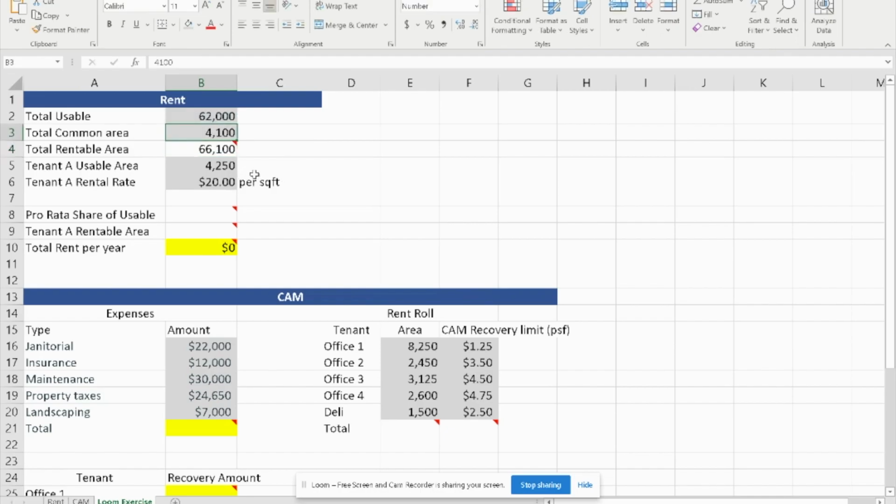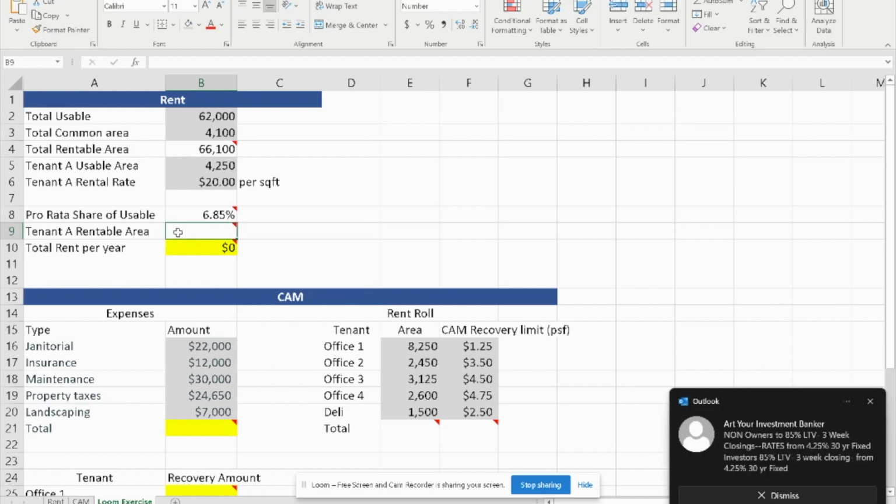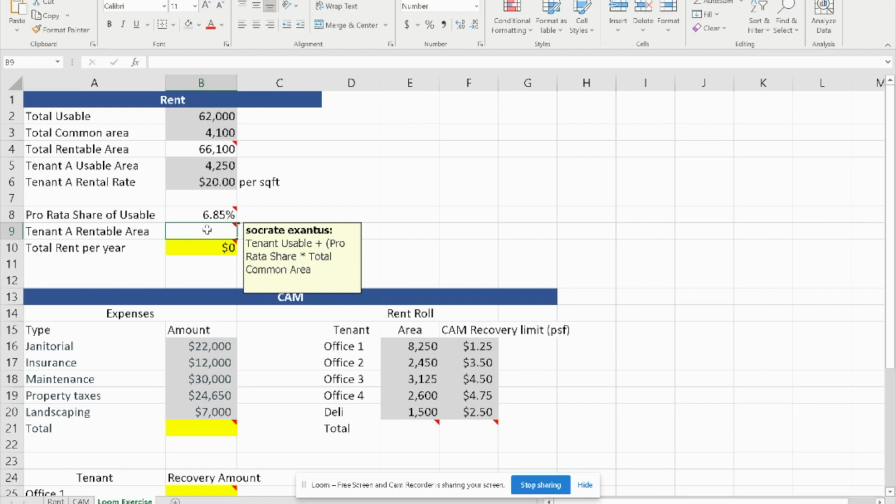66,100 square feet. And to calculate the pro rata share, I've made some notes here to go along for you. The formula for calculating the pro rata share is the tenant usable divided by the total usable. And that should give you 6.85%.